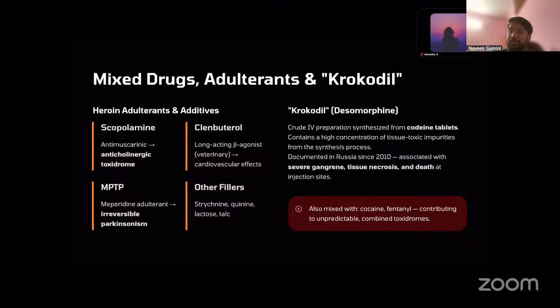So we need to always be aware that whenever a patient comes with opioid toxicity, there can be these adulterants which will cause different types of toxidromes. So it will not be a single toxidrome with which the patient arrives.